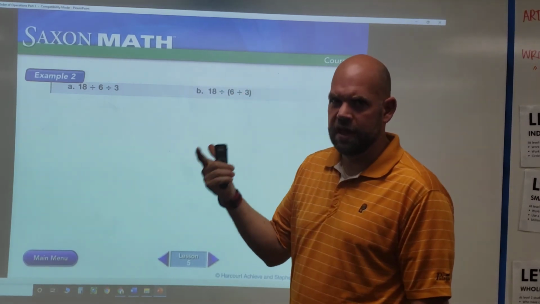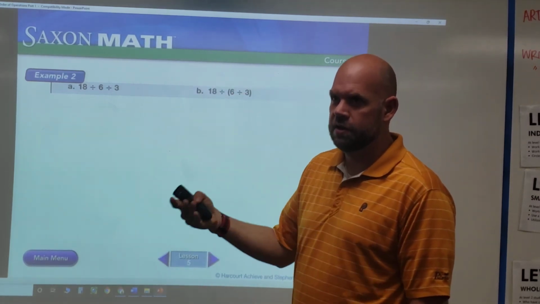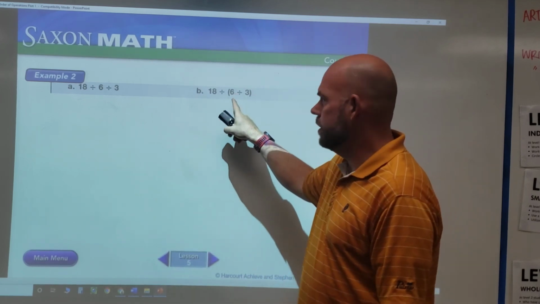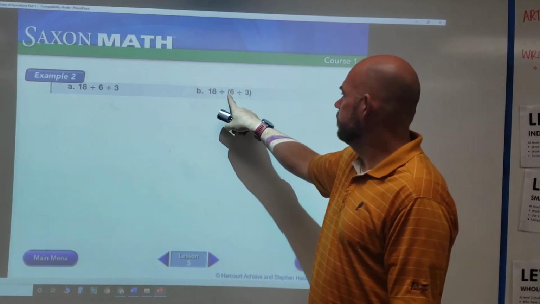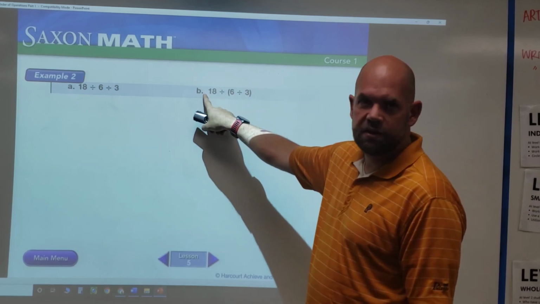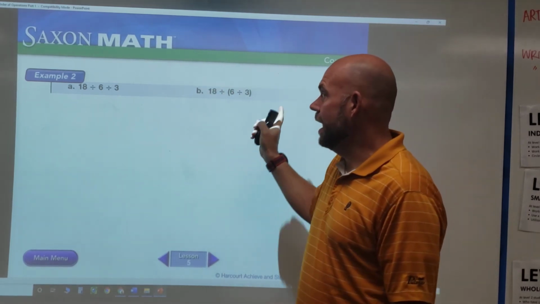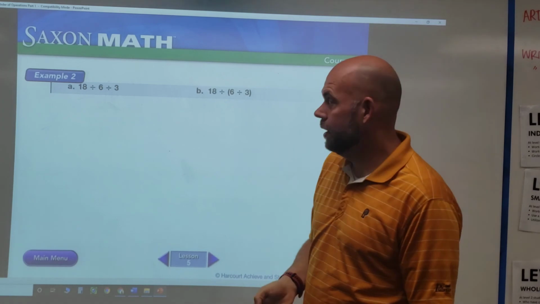PEMDAS: parentheses, exponents, multiplication, division, addition, subtraction. So the first thing is parentheses. So we do 6 divided by 3 is 2. 18 divided by 2 is 9. 9 is very different from the one that we got on A.